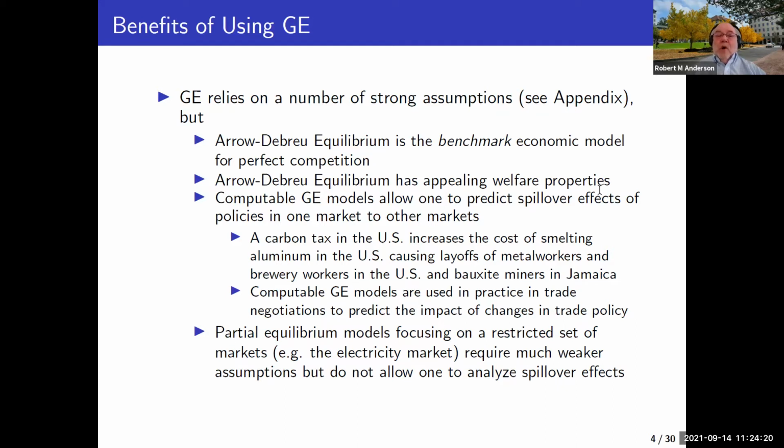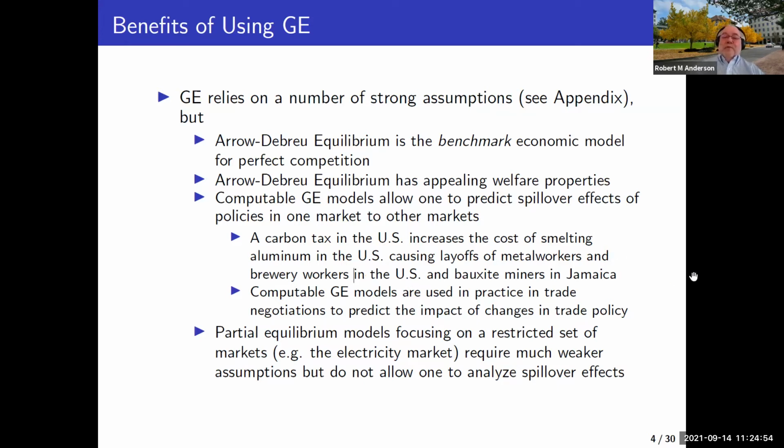So what do I mean by a widespread spillover effect? Well, if we impose a carbon tax in the US, that increases the cost of smelting aluminum in the US. The production of aluminum from aluminum ore is extremely energy intensive, uses lots of electricity. If you increase the cost of smelting, you're going to cause layoffs of metal workers in the US. So maybe aluminum will be imported from other countries rather than produced in the US.